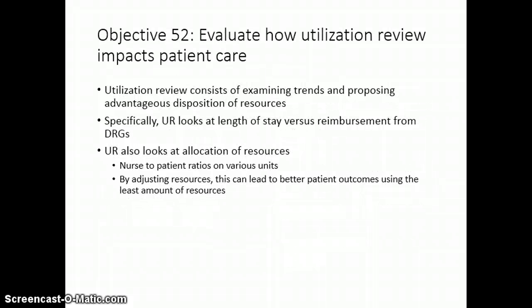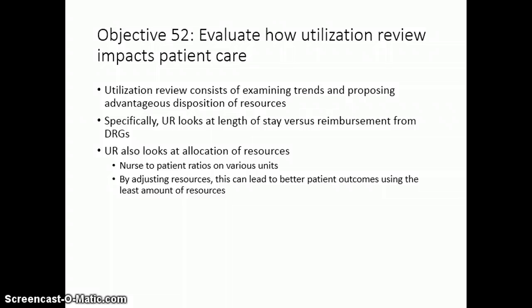Going along with quality improvement and risk management is utilization review. Objective 52 says evaluate how utilization review impacts patient care. Utilization review consists of examining trends and proposing advantageous disposition of resources. Specifically, utilization review looks at the length of stay versus reimbursement from DRGs. And DRGs is diagnostic related groups. It's basically how the large hospitals get reimbursement for each medical illness of the patient.